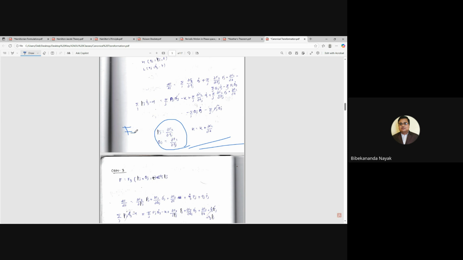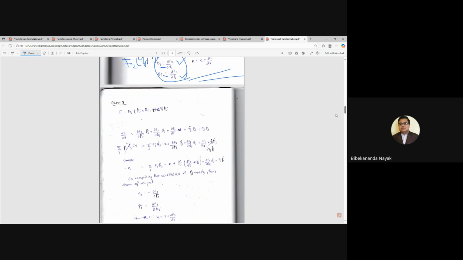F2 is a function of small q, capital P, t, or you can say small qj, capital Pj, t. For the equation of motion, it is given small q, capital P, and we have to get small p and capital Q. We calculate small p and capital Q from this F2 using this relation. For the F2 case, pj is equal to del F2 by del qj and capital Qj is equal to del F2 by del capital Pj. Always small is related to small and capital is related to capital.